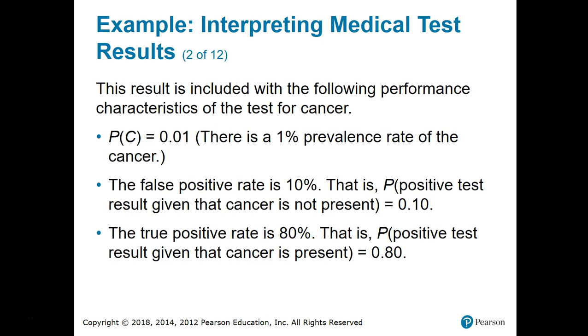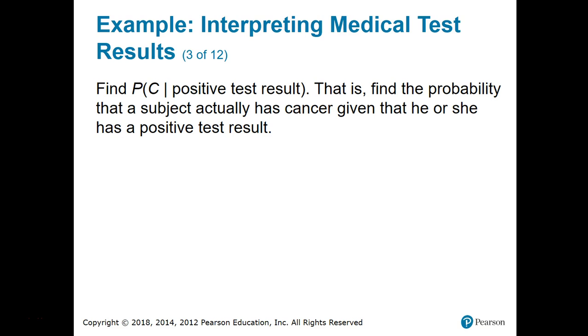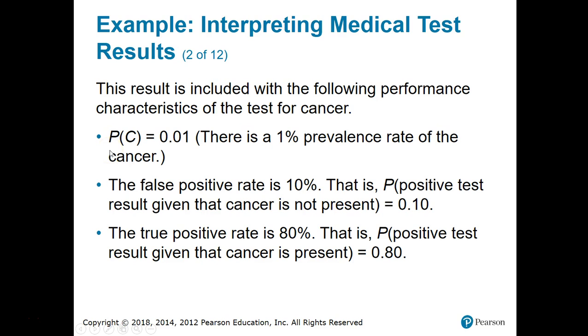All right, the result includes the following performance characteristics of the test for cancer. So the probability of cancer is equal to 0.01. False positive rates are 10%. True positive rates are 80%. The probability of a positive test result given that cancer is not present is 0.1. The probability of a positive test result given that cancer is present is 0.8. Right, we need to write those the right way. The probability that you have cancer given that you have a positive test result.